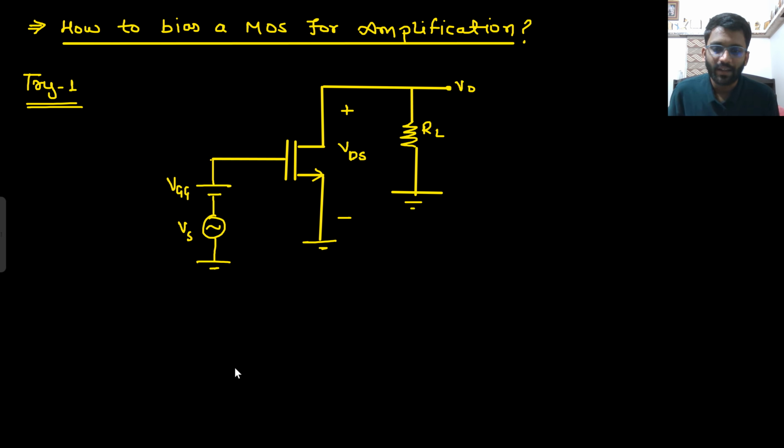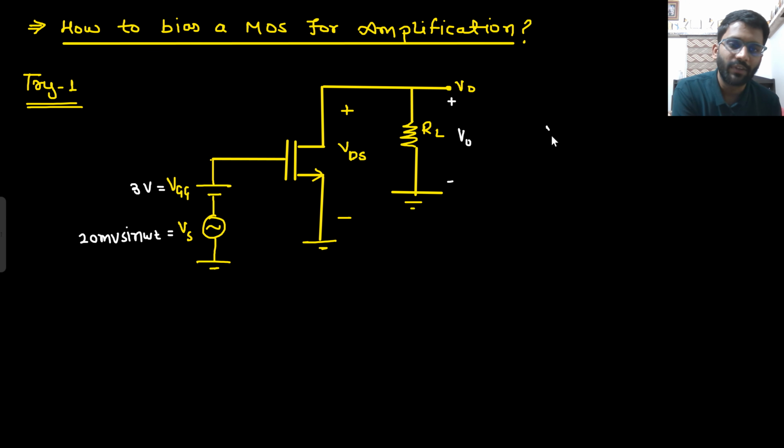What I have done here, I have given some DC voltage and superimposed AC there. I told you we will give DC supply as well, the biasing, and then we will give the AC. Both I am giving at the gate, and at the load I have V naught, which is the output I am expecting. So this is my try one. Will that work? Let's assume my VG is 3 volt, and Vs can be anything, say 20 millivolt sin omega t. Let's assume my Vt is 1 volt.